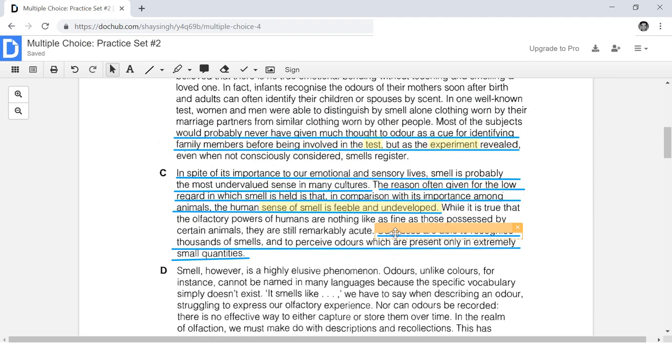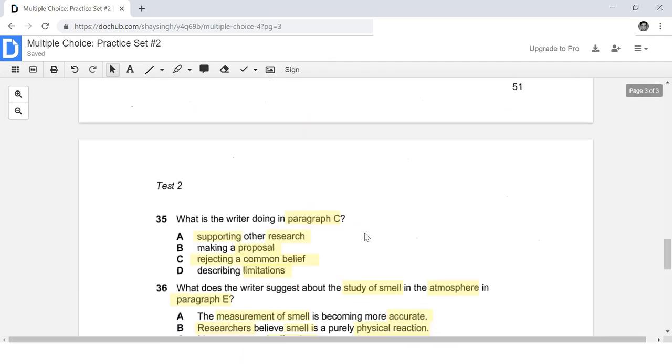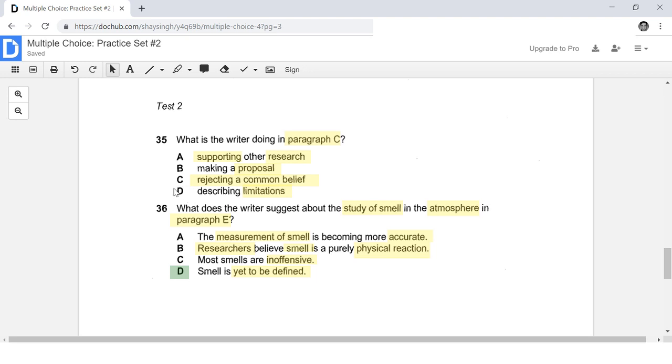But I want to understand the whole gist of the paragraph, so I also want to read the last sentence. The final sentence says, "Our noses are able to recognize thousands of smells and to perceive odors which are present only in extremely small quantities." Alright, so in this sentence, what they're doing is they're telling us about the remarkable ability of our noses to smell thousands of smells, to even smell odors that are present in very small quantities. So over here you see it says that the nose is remarkably acute. So actually, the correct answer is not D. That's not the correct answer. The correct answer is C.